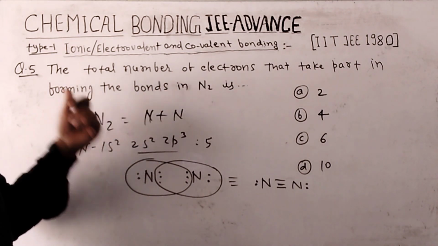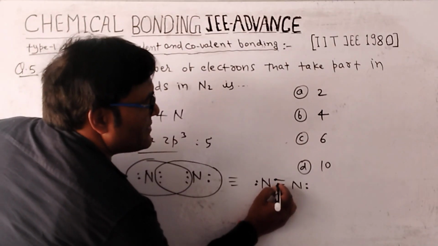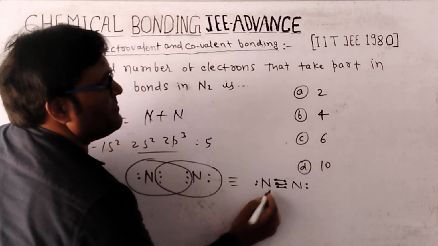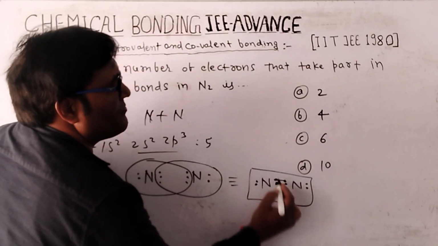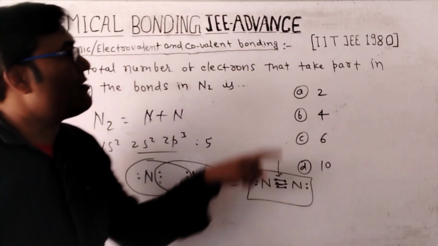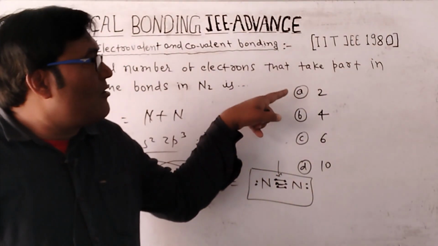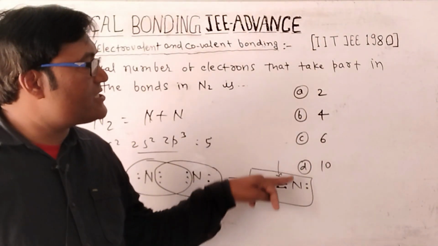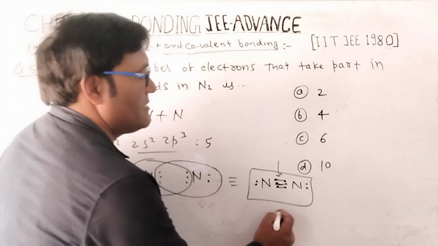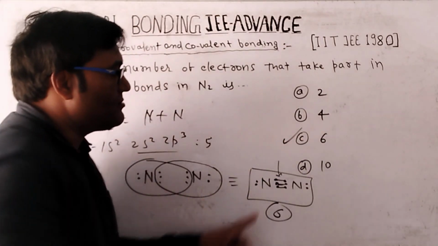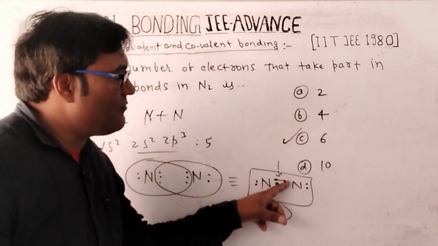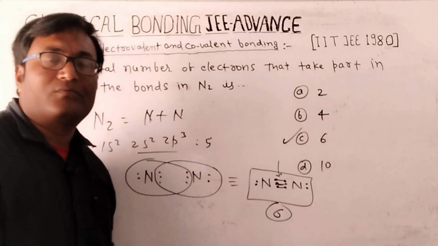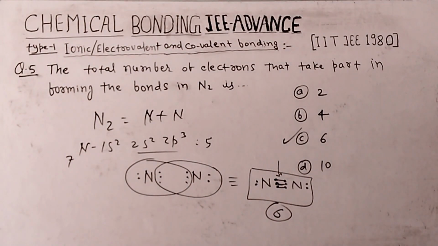Okay, bond forming means in this bond there are 1, 2, 3, 4, 5, 6 electrons present in N2. So according to the given options 2, 4, 6, 10, 6 is correct because 1, 2, 3, 4, 5, 6 electrons are present in the bond of N2. You can take a screenshot.